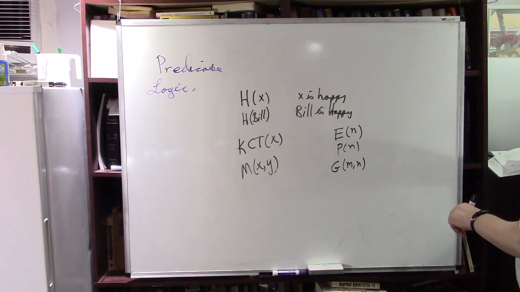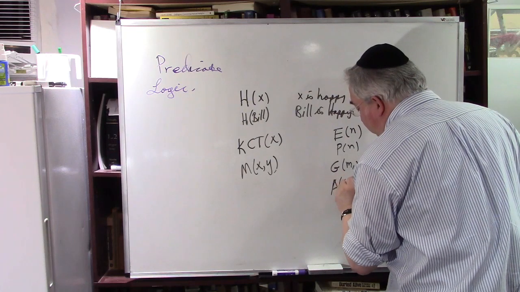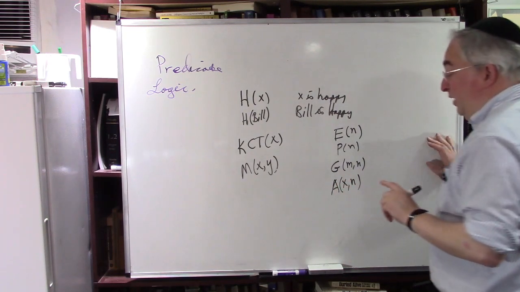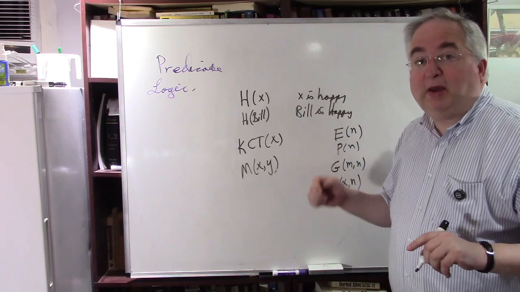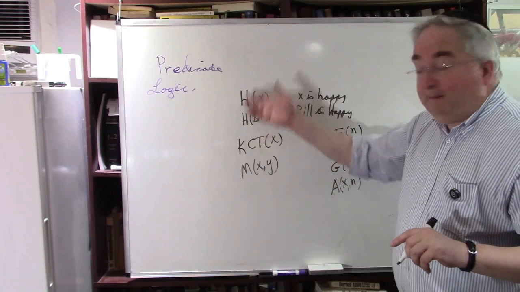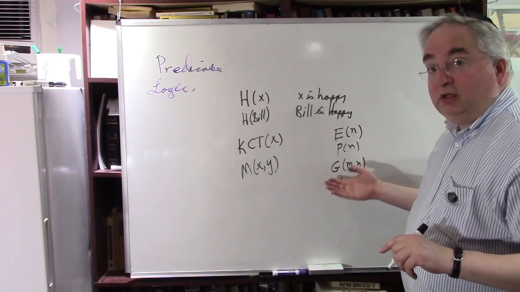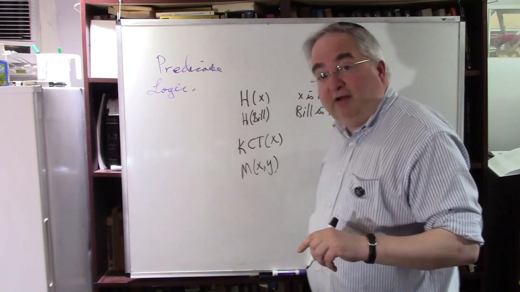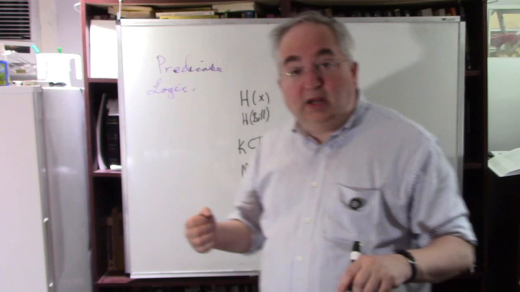Greater, just greater. Okay, one more. A of x, n. So here, again, the things that we are talking about are called predicates. We have predicates about people, and we have predicates about numbers. The set of things that they're talking about is called the domain of discourse.